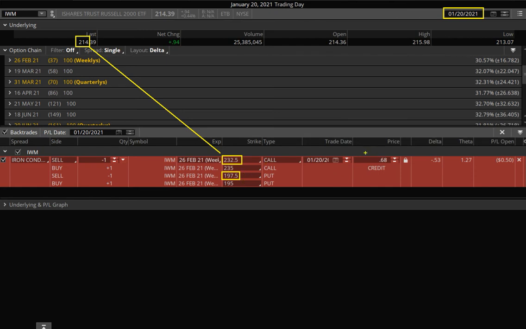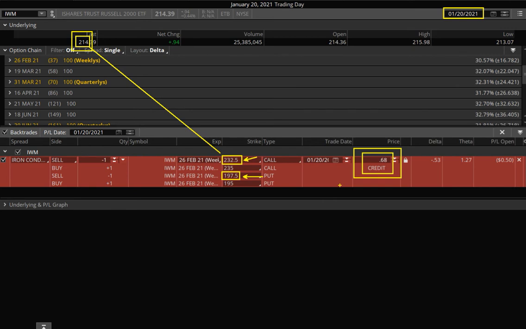What's important here is this. At this time, we were collecting 68 cents credit for this trade. So again, I need you to remember these numbers. 214 is where we started. We went roughly $18 away on the call and put side, created this iron condor, and we're collecting about 68 cents when we did that.